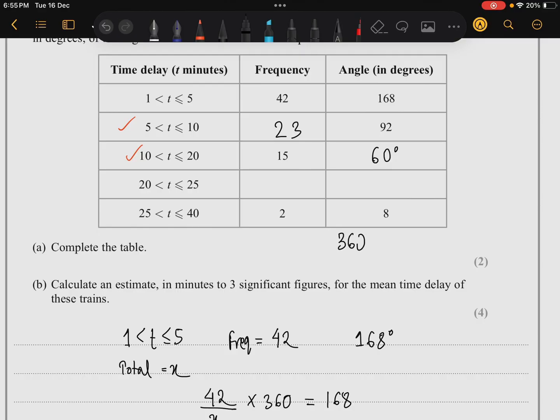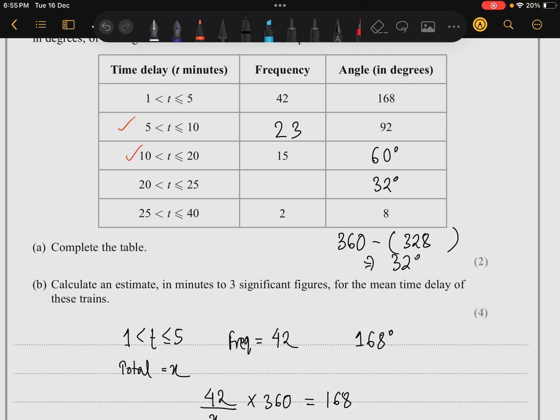So 360 subtracted with, I'm going to add these up in my calculator. 168 plus 92 plus 60 plus 8 gives me 328. 360 minus 328 is 32 degrees. Okay, so now we are good to go.